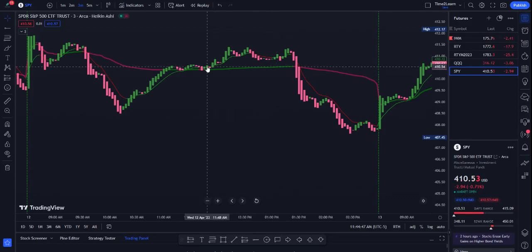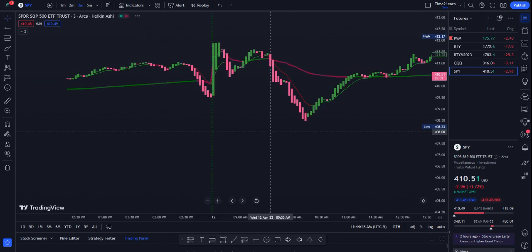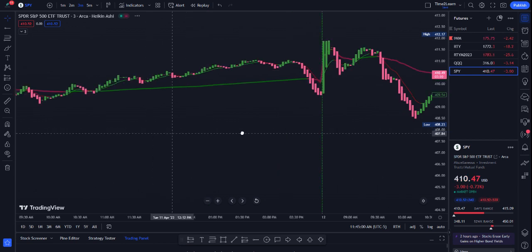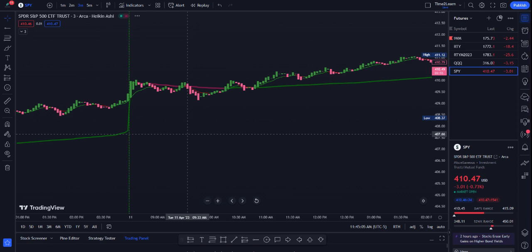So once we got here, price could not continue and follow through. So it went back down. And let's see if I can find a choppy day. So you see right here, the EMA and the VWAP is just kind of tagging along.